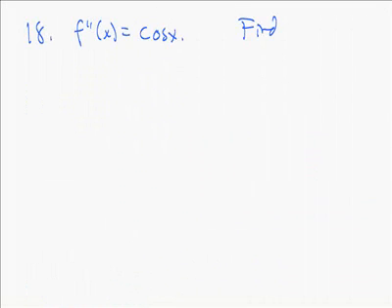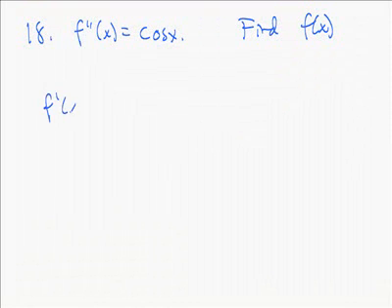All right, let's go ahead and take a look at another problem. How about number 18, where we're actually given a second derivative. In number 18, we're told that f double prime of x is equal to the cosine of x. And from that, we want to find a possible function for f of x. So we have the second derivative. We want to work backwards to find f of x. So that means we're going to have to find two antiderivatives.